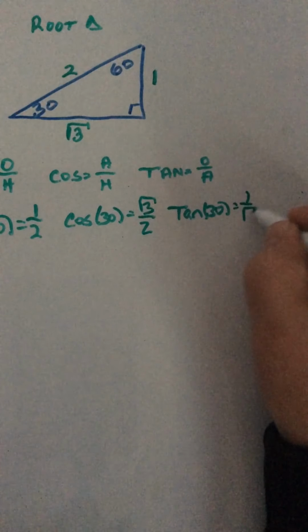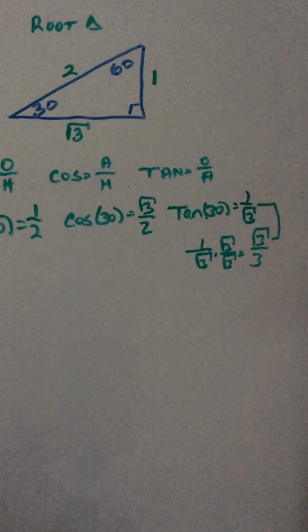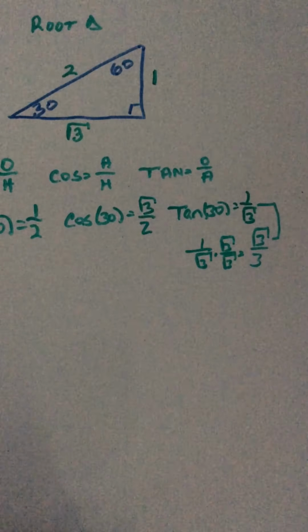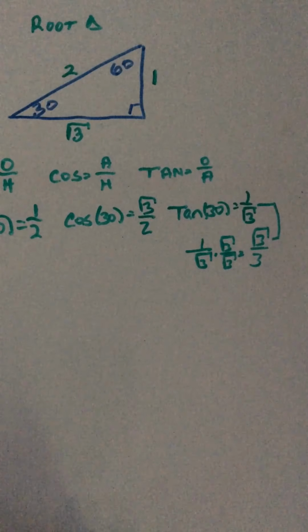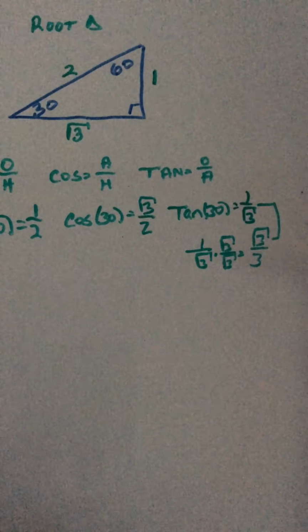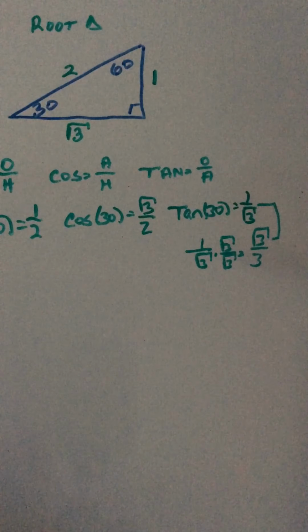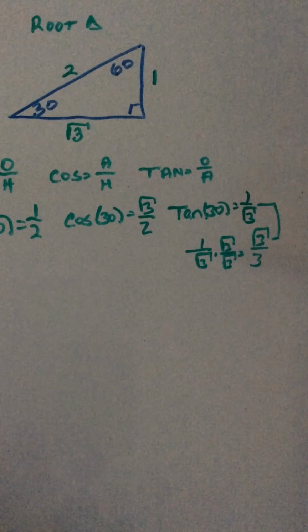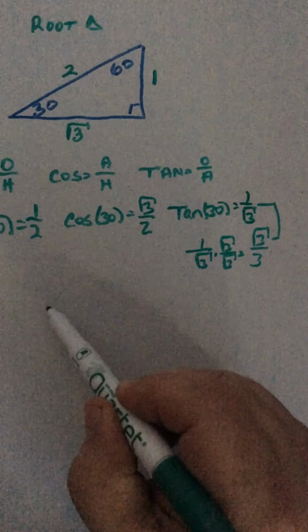Which, remember, if I take 1 over root 3 times root 3 over root 3, I get root 3 over 3. You're going to see those two things interchanged. 1 over root 3 is the same thing as root 3 over 3. I guess my sine came off the screen there. All right.